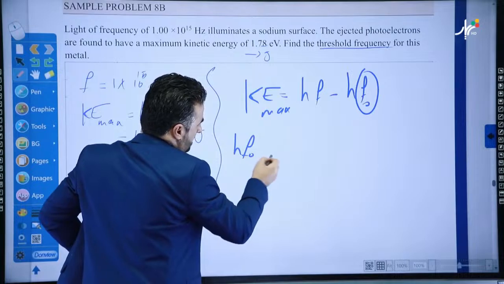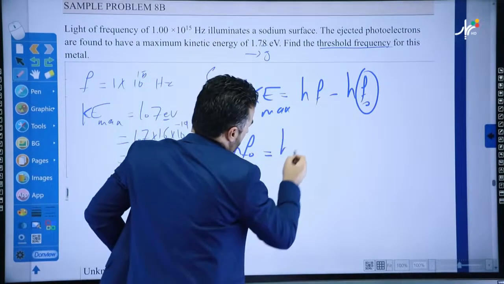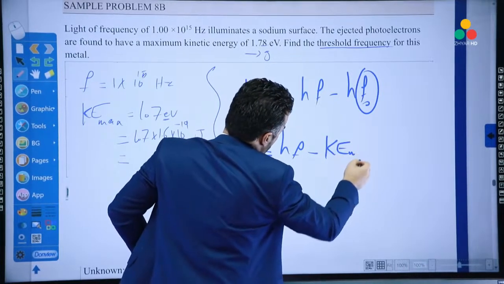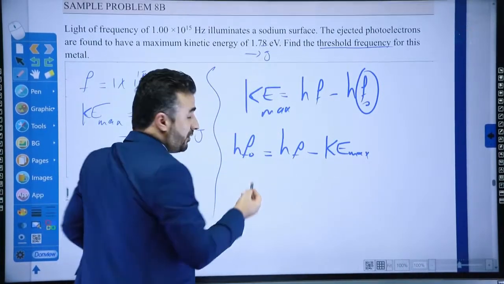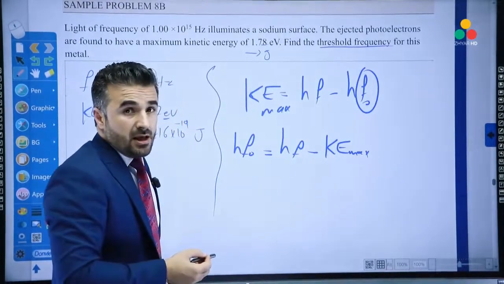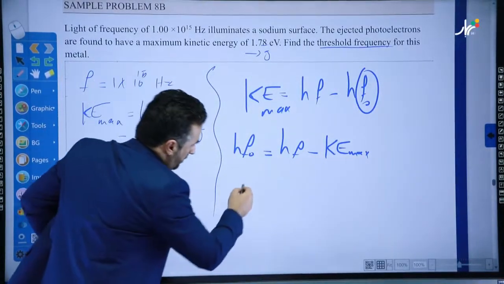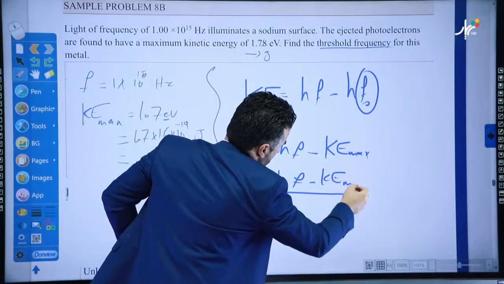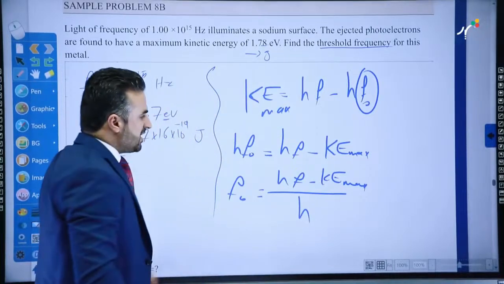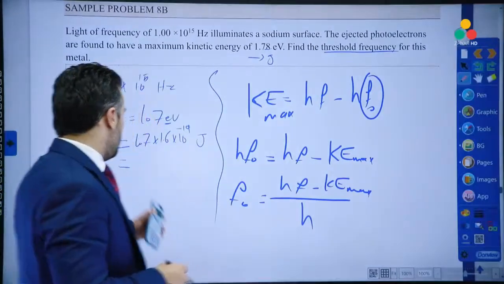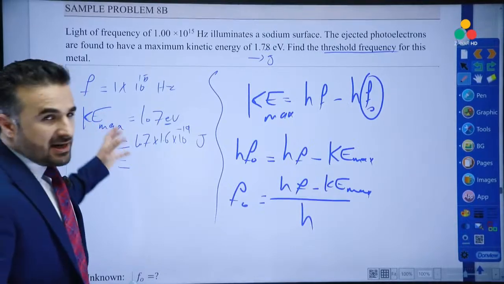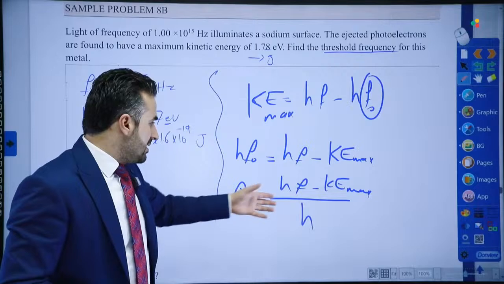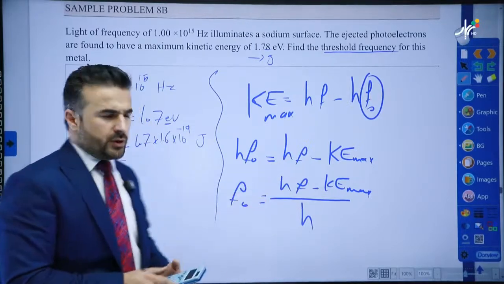So the work function is equal to the energy minus maximum kinetic energy. But we want the threshold frequency, not the work function entirely. In that case, the threshold frequency is equal to HF minus maximum kinetic energy, over the Planck's constant. Now let's plug in some numbers. Remember, maximum kinetic energy has to be in joules, and then we can plug it into the equation and do the math to find the threshold frequency.